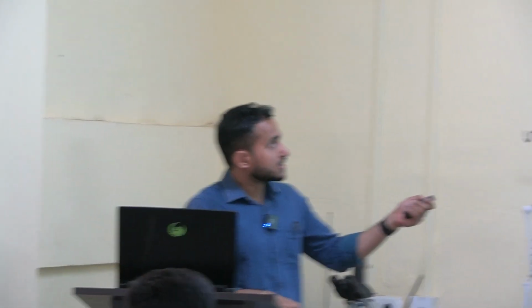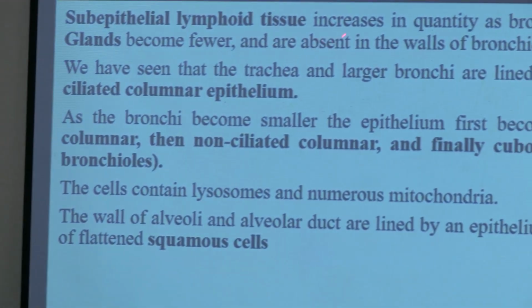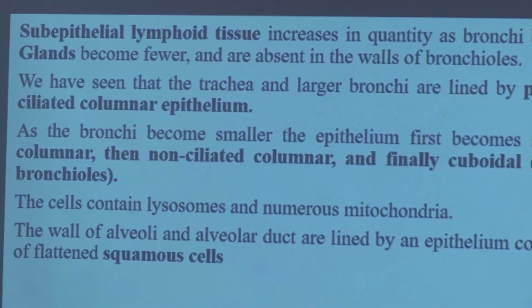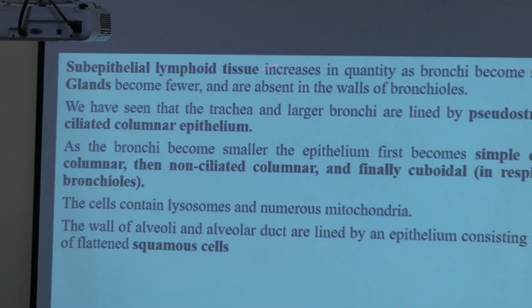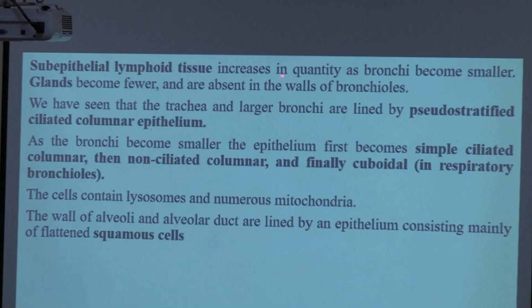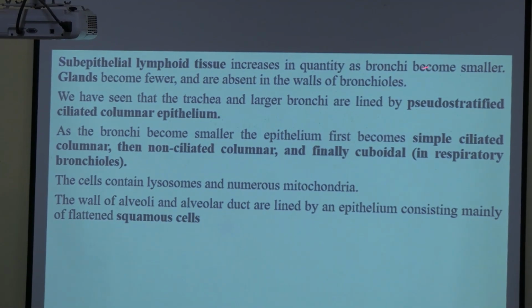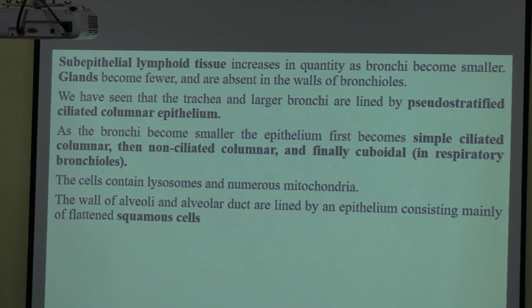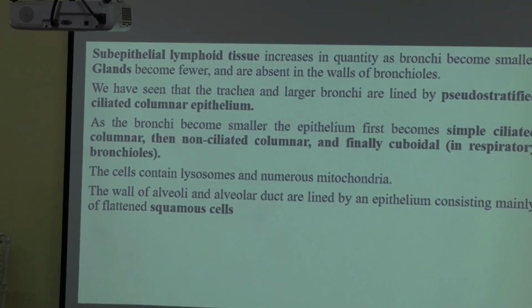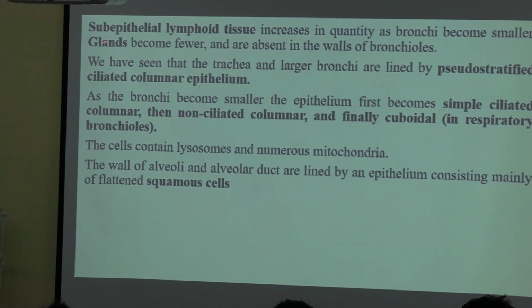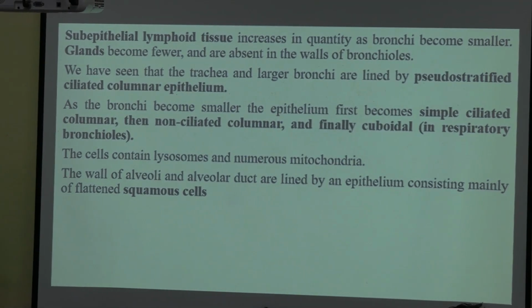Next change is subepithelial lymphoid tissue. It increases as you are going downwards. The subepithelial lymphoid tissue increases in the bronchi as the bronchi become smaller. Next, the glands, that means the seromucous glands which are present in the submucosa, also reduce. And if you go to the bronchioles, these particular glands are absent.